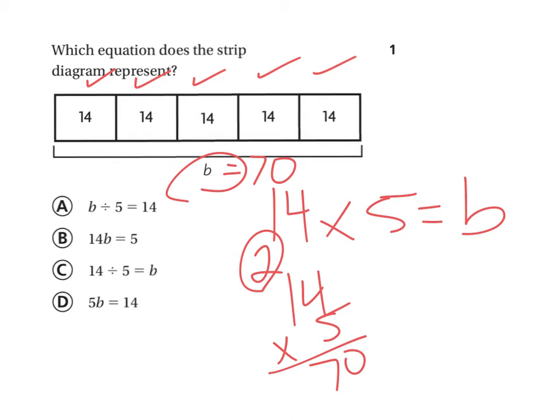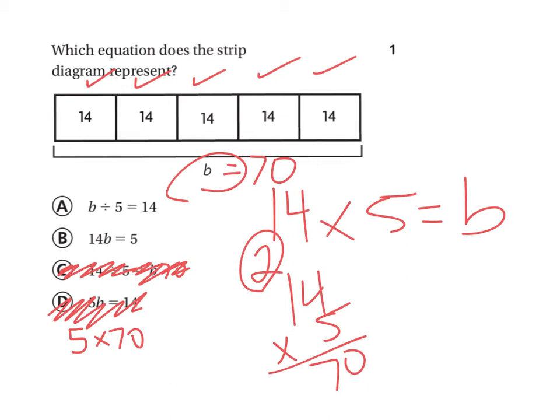Okay, so I'm actually going to start from the bottom up. So I'm going to start with D. D says there's a no symbol here. So D is saying if I take 5 and I times it by B, which we know B is 70, that's going to give me 14. That does not make any sense at all. That is not reasonable. Look at C. C says 14 divided by 5 equals B. Well, we know B is 70. That does not make any sense. Let's look at the answer choice B.